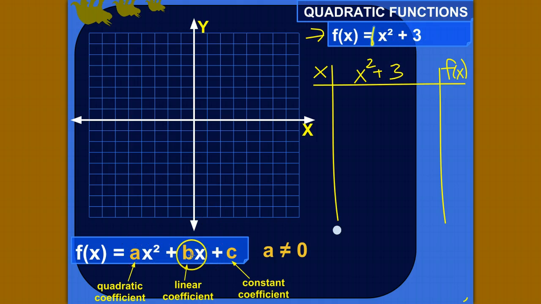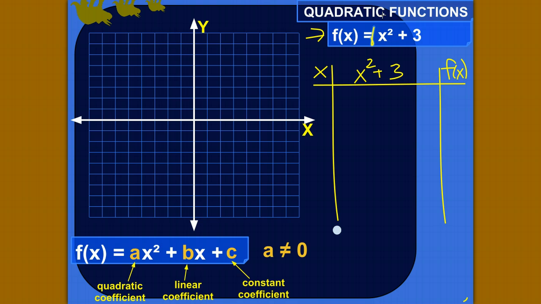My linear coefficient is 0. I don't have one. I could have written this as 1x squared plus 0x plus 3. So that linear coefficient is 0, so it's just gone. I did that to make it easier for us here. And the constant coefficient is 3. So this is a real live quadratic function.